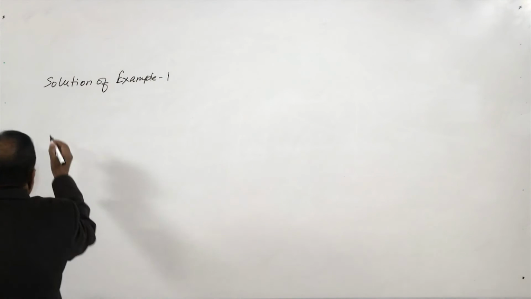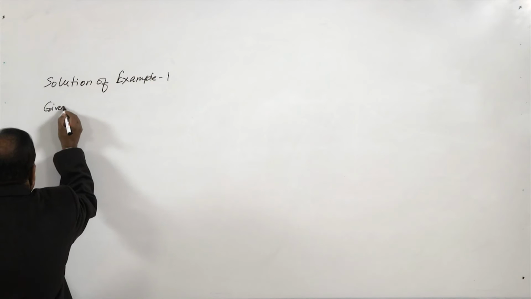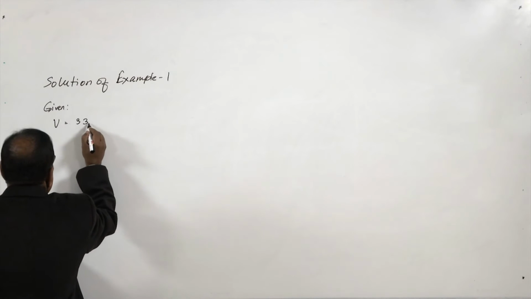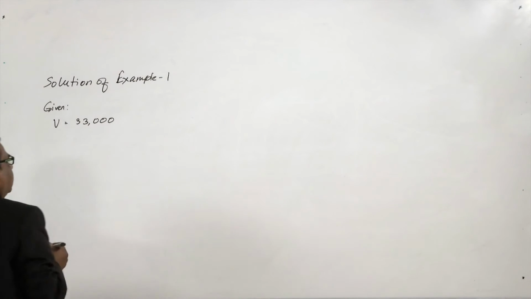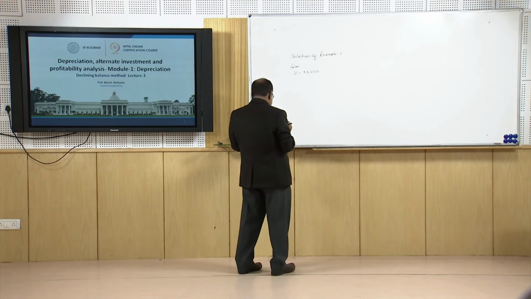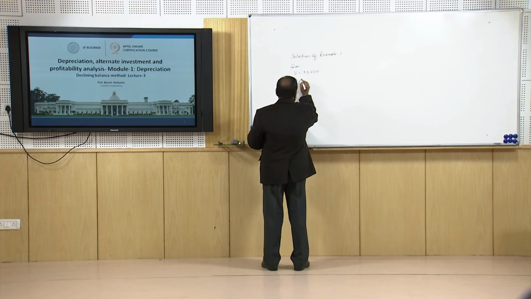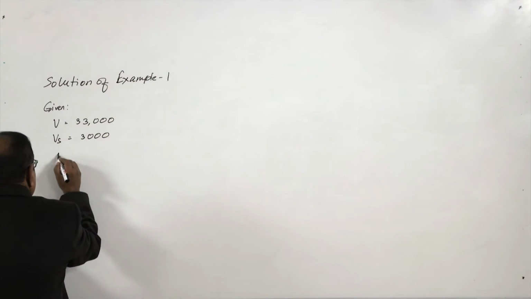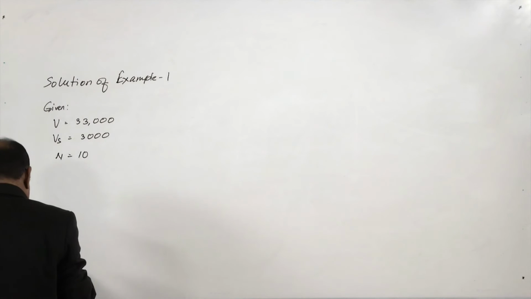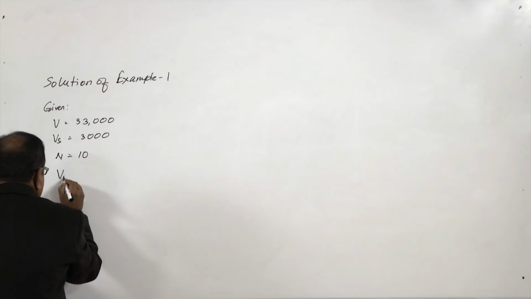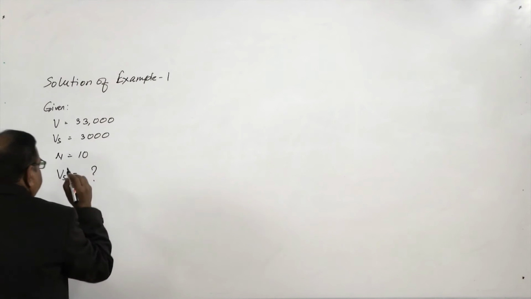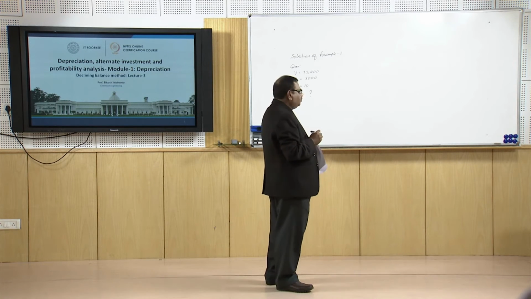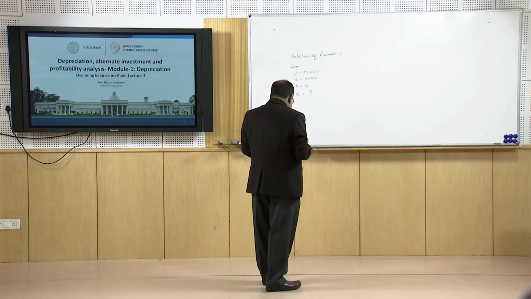Now what are given: V is equal to 33,000, that is the initial value of the asset. Vs is equal to 3000, n is equal to 10, and we need to calculate what is V5, that is, the asset value or the book value at the end of the 5th year.